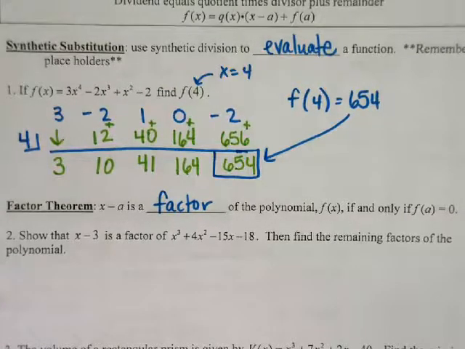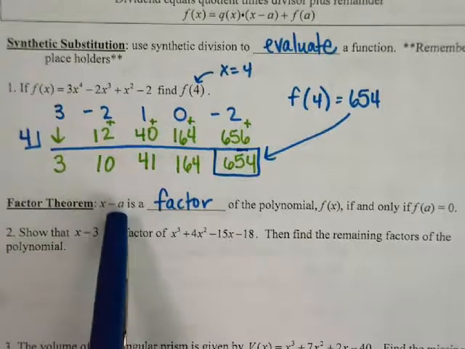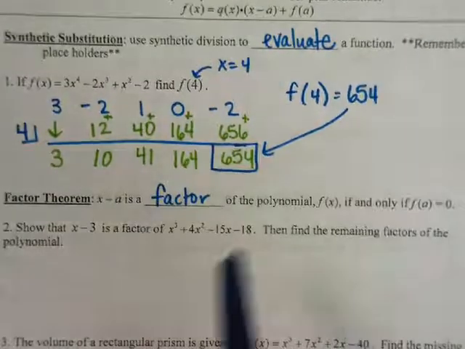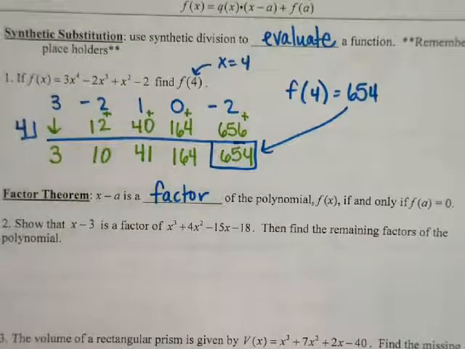So these ones you have to do the synthetic on, because we're going to end up factoring our whole polynomial. So, if it's a factor, my remainder box will be 0. So on these ones, we have to do the synthetic, and we should get a 0 in the remainder box.